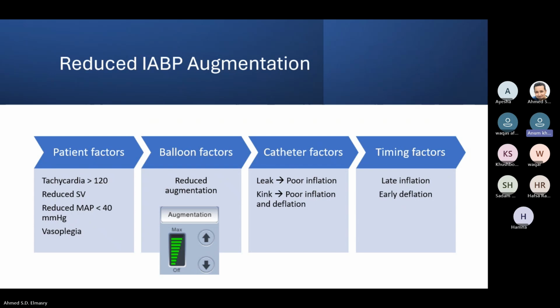But on the intra-aortic balloon pump, it will show a sign, like late inflation or early deflation, by which you will get to know it's vasoplegia or something like that happening to the patient.